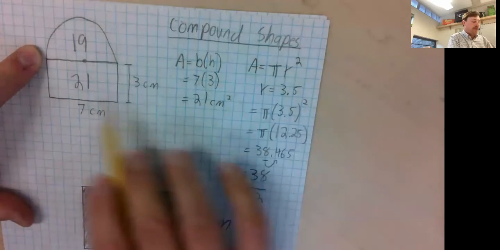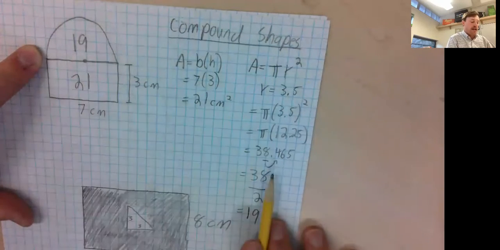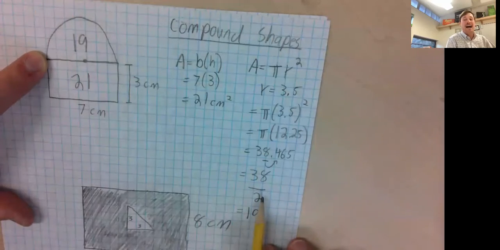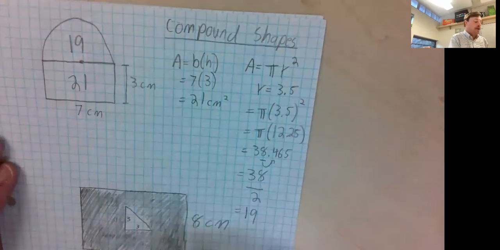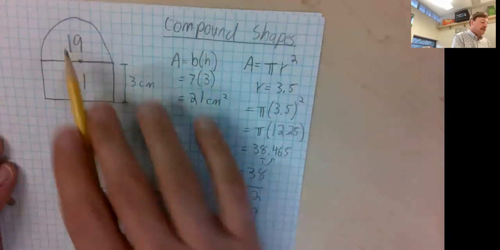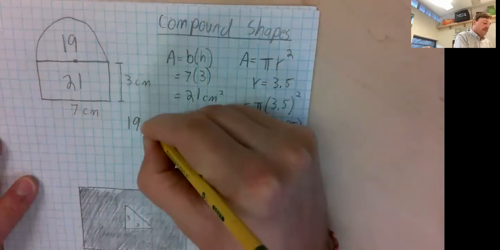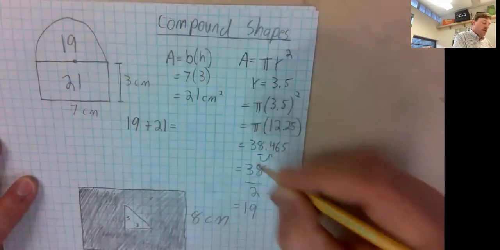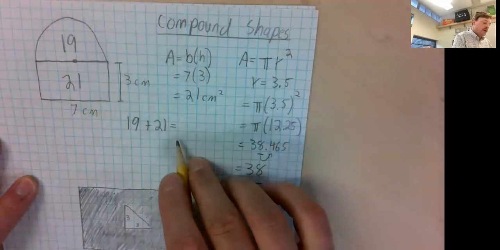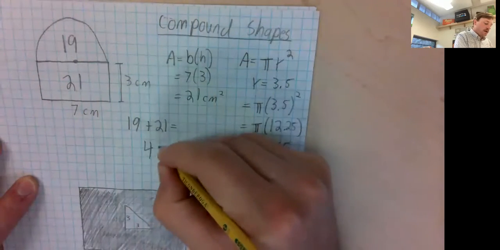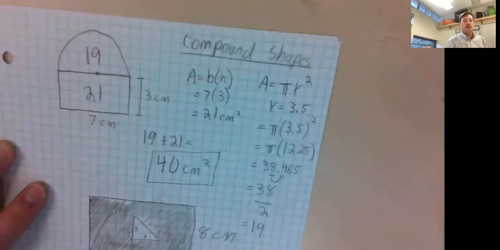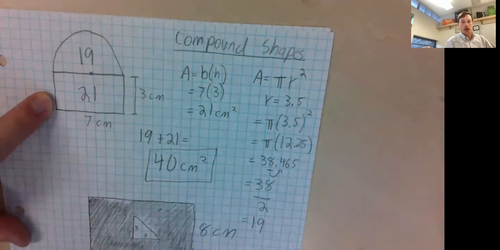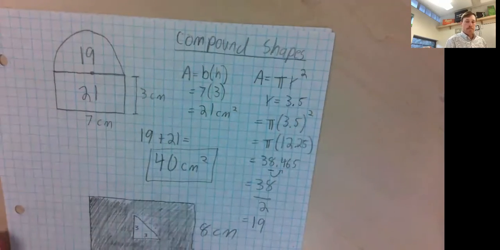Again, we just figured out the radius, we plugged it in, we evaluated, and we cut that circle in half because we're only dealing with half a circle here. My final step now, 19 plus 21 equals 40. 40 centimeters squared is my answer for this circular shape. Moving on.